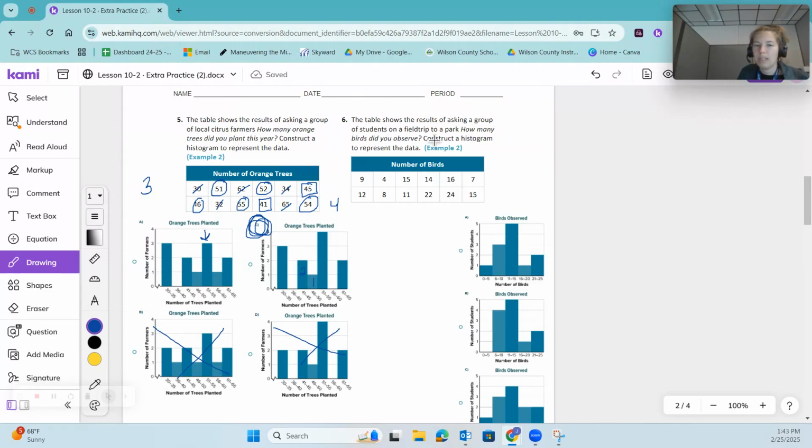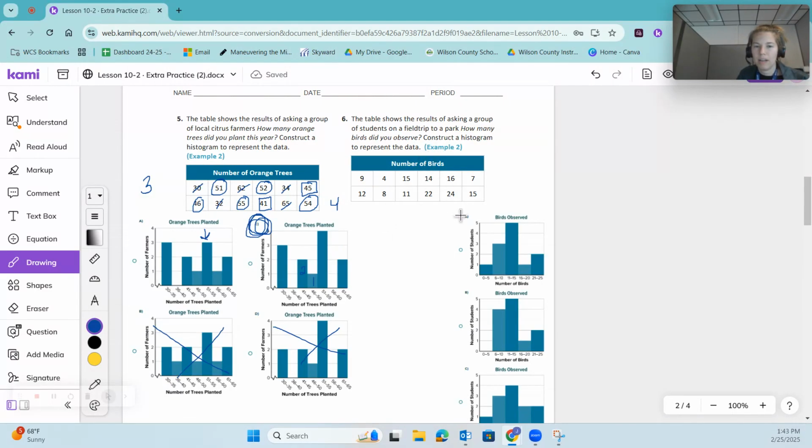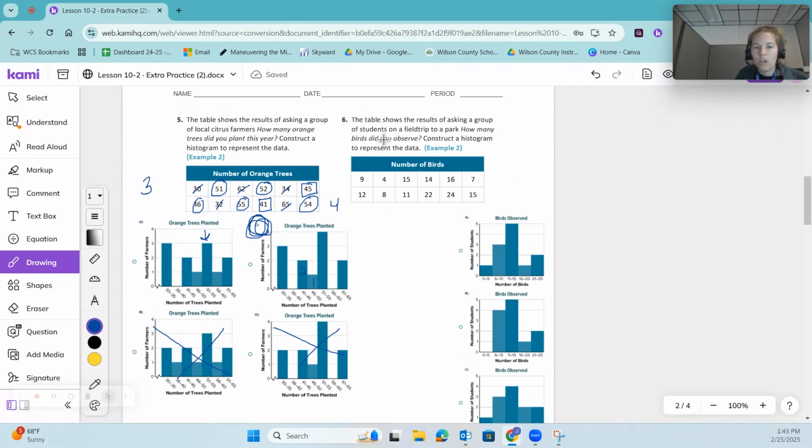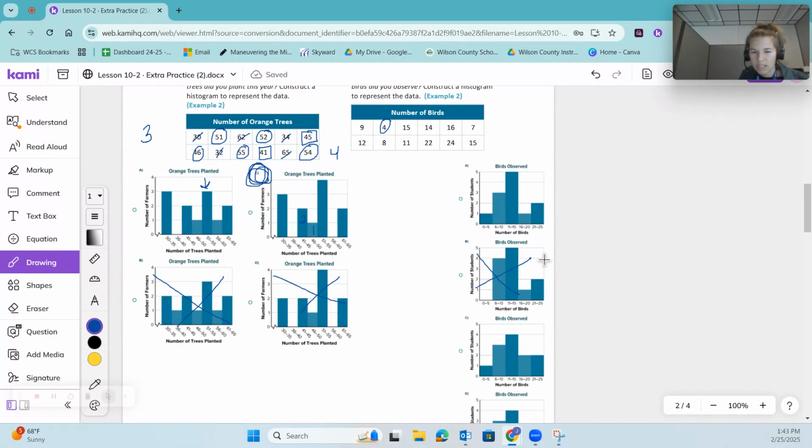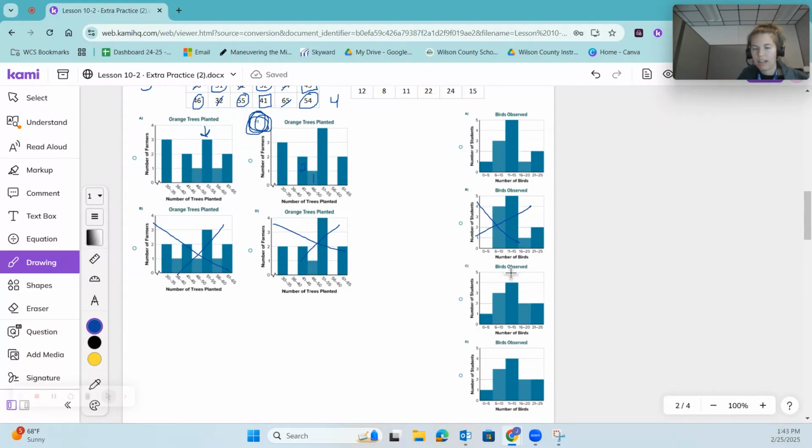All right, let's do the same thing here for number 6. The table shows the results of asking a group of students on a field trip to a park, how many birds did you observe? Then they charted those numbers. So again, 0 to 5 is my first group. I have 1 between 0 and 5. So this one matches, this one does not match, and the other ones do.